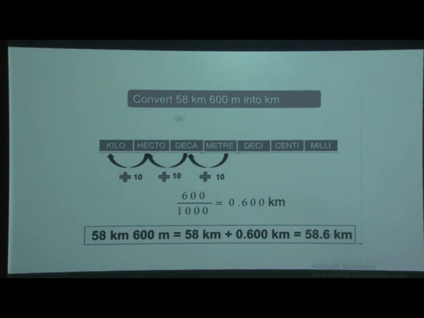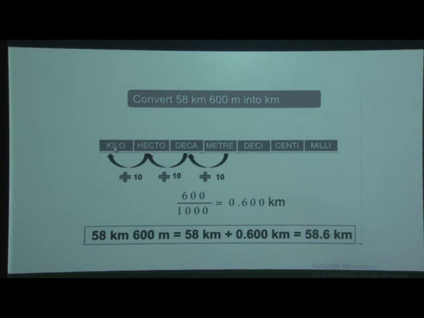This is given as 58 kilometer 600 meter into kilometer. We have to write the units in kilometer. So, conversion of higher units: here it is given 600 meter. When 600 meter should be converted into kilometer, we have to go for a division. Now you know 1 kilometer is equal to 1000 meter.